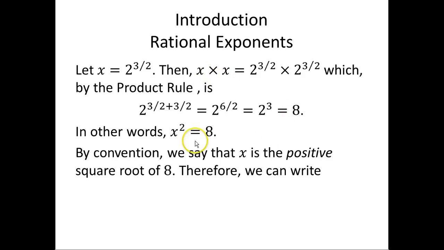By convention, we say that x is the positive square root of 8, so we can write that 2 to the power 3 halves, which is x, is the square root of 8. Notice that what's underneath the radical, which is called the radicand, we could write as 2 to the power 3. Notice the relationship between 2 to the power 3 halves and this expression in radical form: the 2 in the denominator becomes the index of the radical, and the 3 in the numerator becomes the exponent in the radicand.